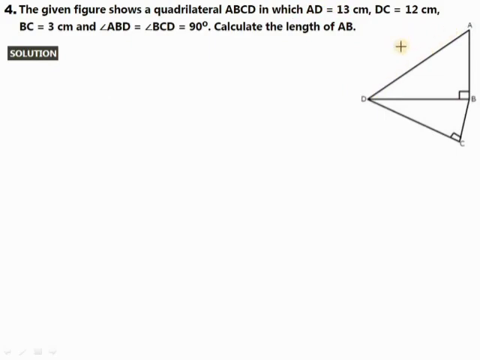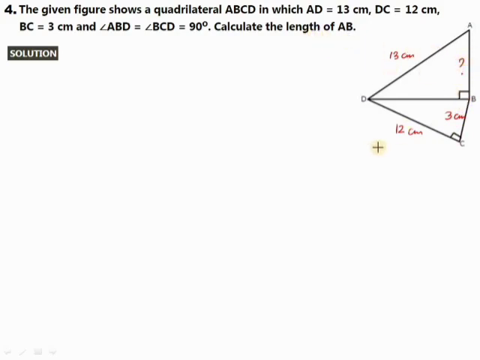AD is given to be 13 centimeter here. DC is this one, which is given to be 12 centimeter. BC is given to be 3 centimeter. And angles ABD and BCD are given to be 90 degrees each. You need to find the length of AB.